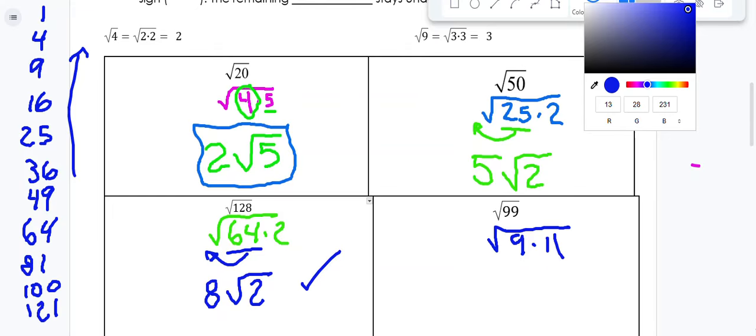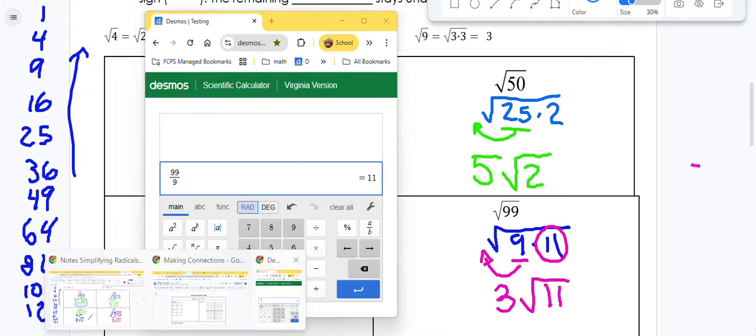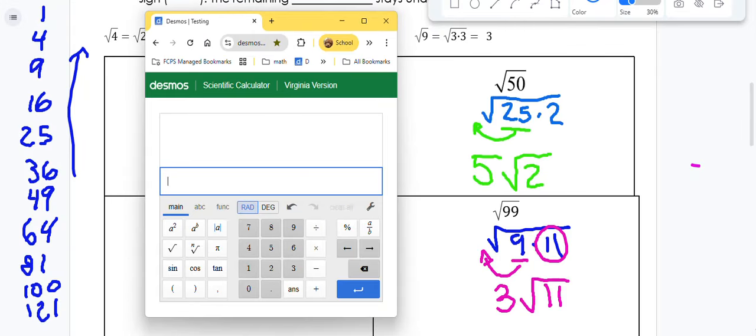That 9 is a perfect square, so I can pull this 9 out from underneath my radical by taking the square root of it, and the square root of 9 is 3. I can't take the square root of this 11 because it's not a perfect square, so that just stays under the radical sign, and we have 3 times the square root of 11. Let's check our work. Let's see how we did. Let's see, square root 99, boom, and then we have 3 square root 11. We get the same decimal answers, so I know I got it right. We're good to go, okay?